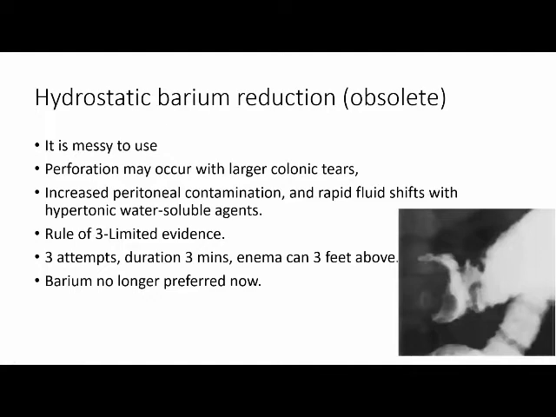intraperitoneal compartment. Initially they used to use a rule of 3, that is 3 attempts. This is applicable for pneumatic reduction also. Maximum you can go for 3 attempts of pneumatic reduction, and if it fails, it is unlikely to reduce with pneumatic, and you will have to convert it to an open procedure. The duration of reduction should be 3 minutes, and in the case of a hydrostatic barium reduction, which was done earlier, the enema should usually be kept at a height of 3 feet.